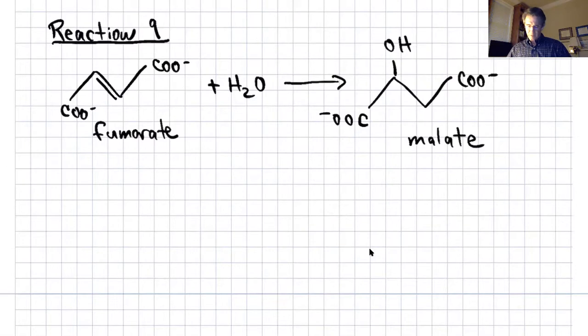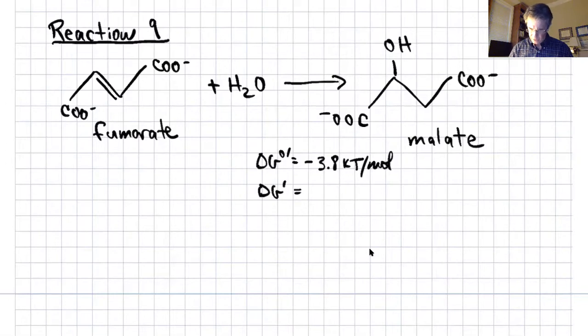Right? The free energy change for this reaction is pretty favorable. Adding water across that carbon-carbon double bond is pretty favorable, minus 3.8 kilojoules per mole. Again, I haven't been able to locate the assumed cellular conditions, but it's going to be less than 0. It's going to be pretty favorable as well. So this is part of what helps pull that previous reaction when we make fumarate. This helps us drain that sink and pull that reaction in the forward direction.